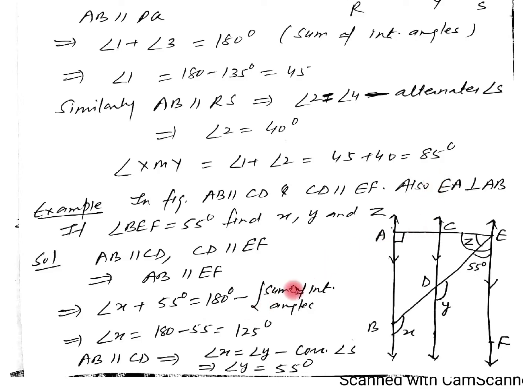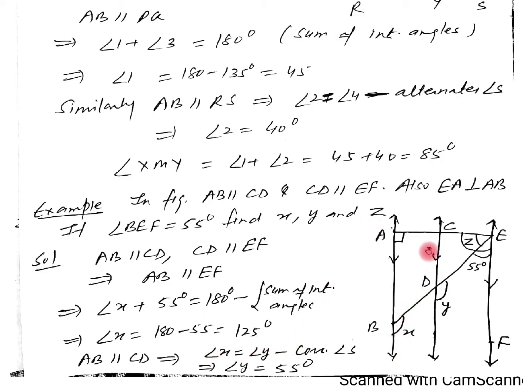See the question again. Here the figure is given. We have to find the value of X, Y and Z. Z is this interior angle. First, AB is parallel to CD, CD is parallel to EF. So we can write AB parallel to EF. Therefore the sum of these two angles must be equal to 180 degrees. It means X plus 55 equal to 180 degrees. This implies X equals 125 degrees.